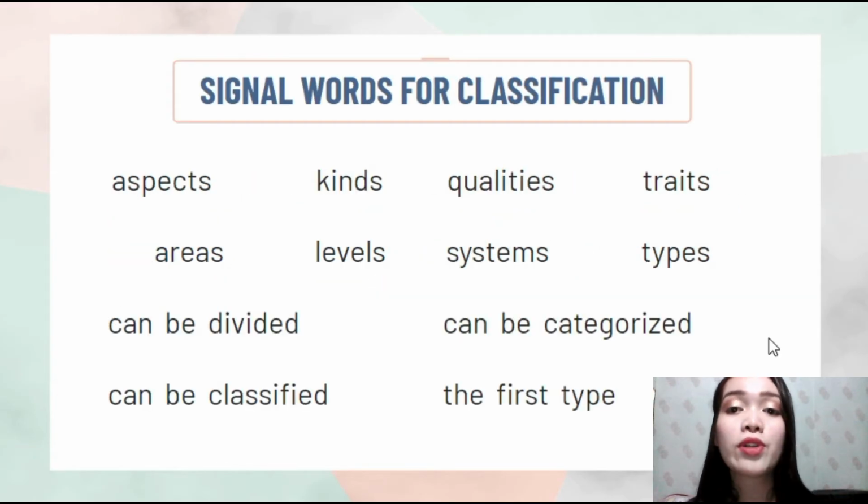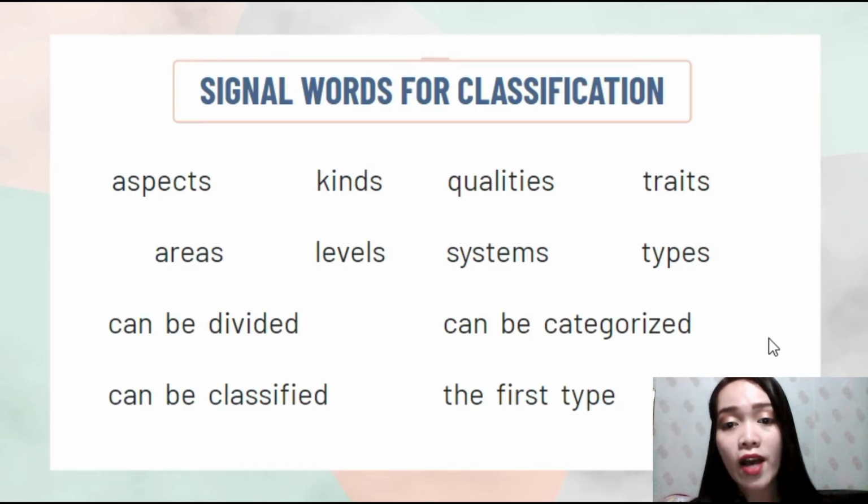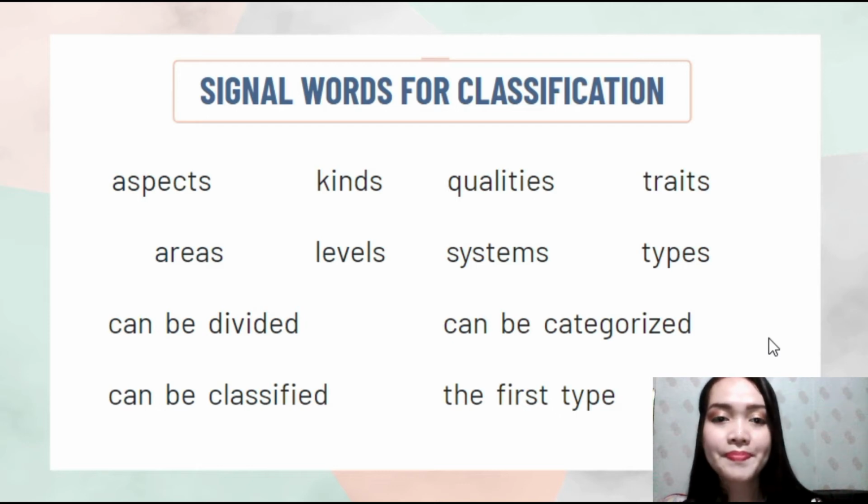Now, these are the signal words for classification. You may use the words aspect, areas, can be divided, can be classified, and so on and so forth.